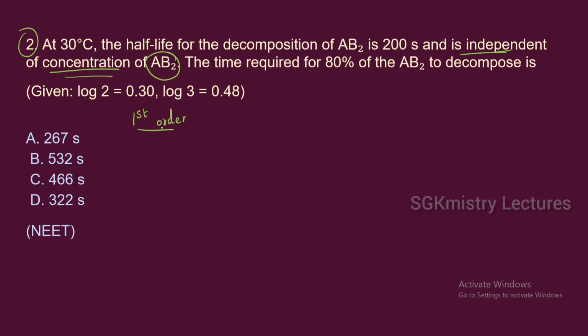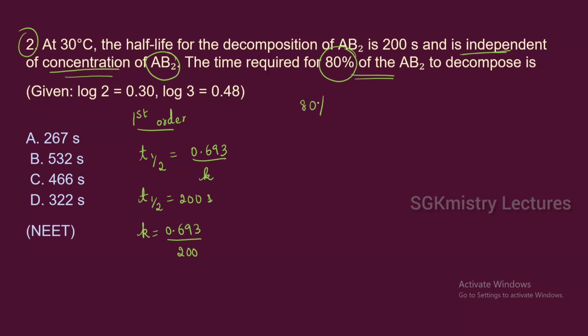Now, the time required for 80% of the AB2 to decompose is, so they are asking how much time is required for 80% of that reactant to decompose. So now we know that for first order reaction, T half is given by 0.693 by K. So we have T half already given, 200 seconds. So I can write it as K is equal to 0.693 by 200. So I have the value for K. I'll do the simplification later.